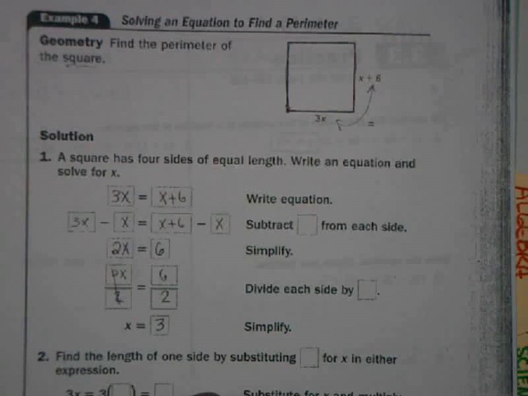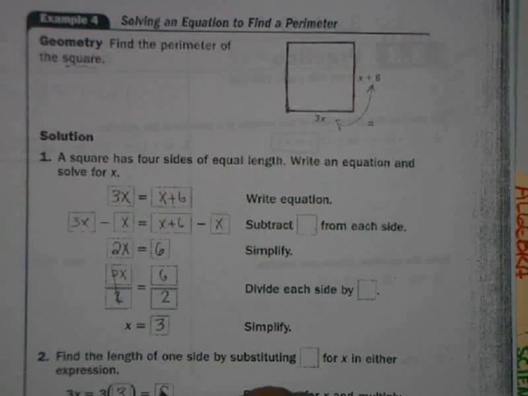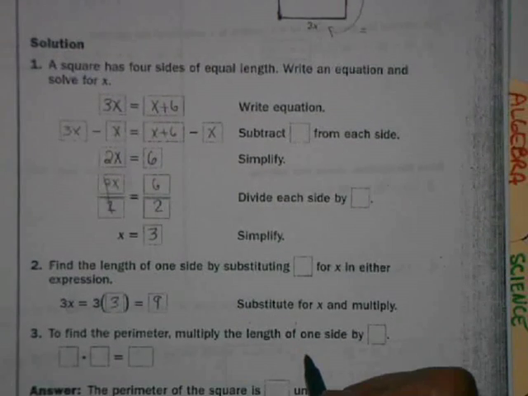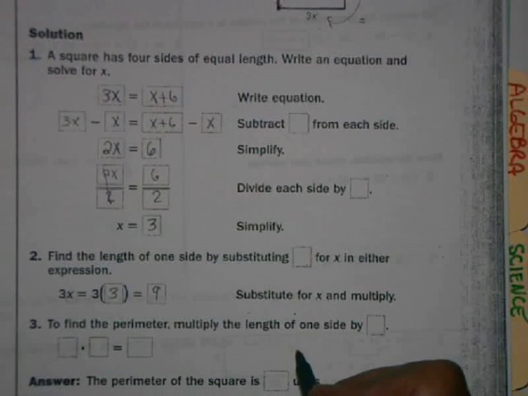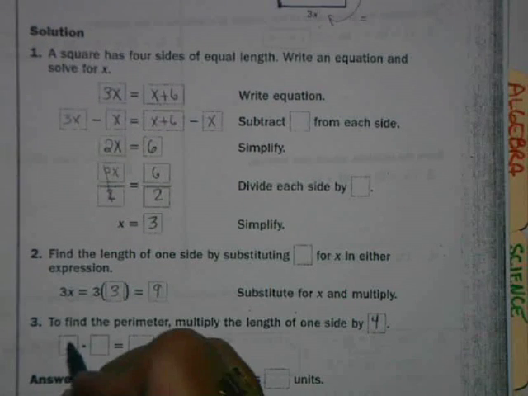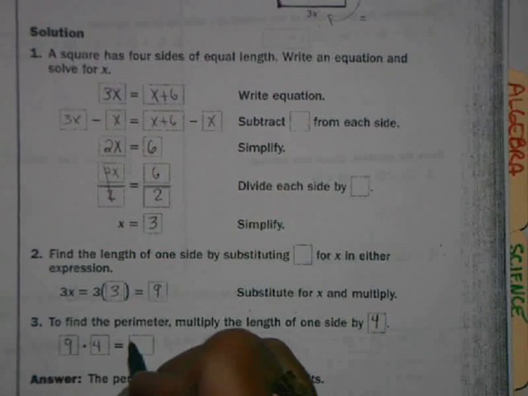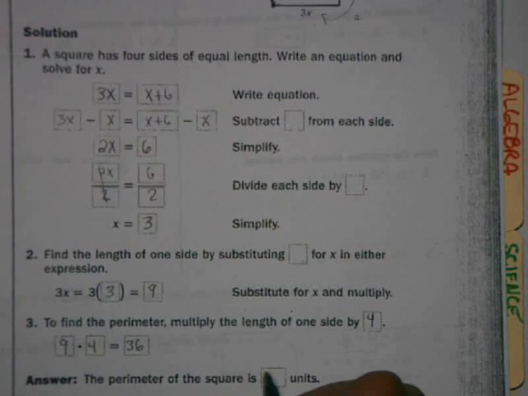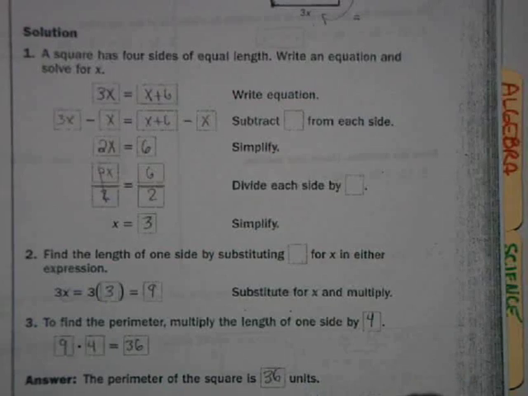So let's say I plugged into the 3x side, and I said that x had to be 3, so I'm going to take this x and replace it with a 3. 3 times 3 is 9. The perimeter is the distance all the way around the square, and so we have 4 sides that are of an equal length, so we can take the length of one side and multiply it by 4. So 9 times 4 is 36. So the perimeter of the square, the distance all the way around, is 36 units.